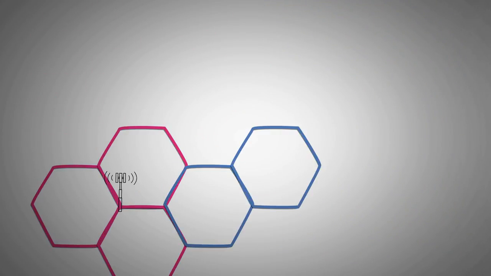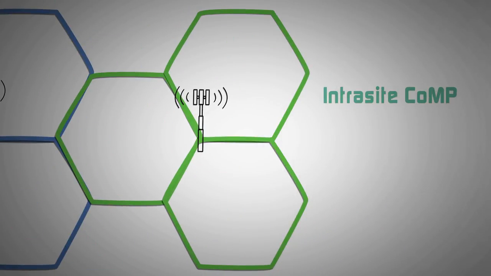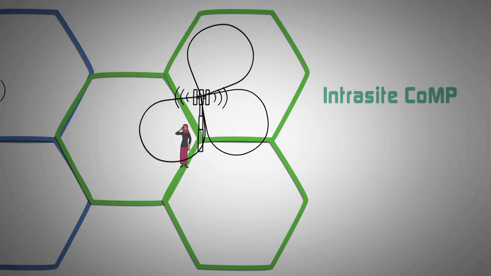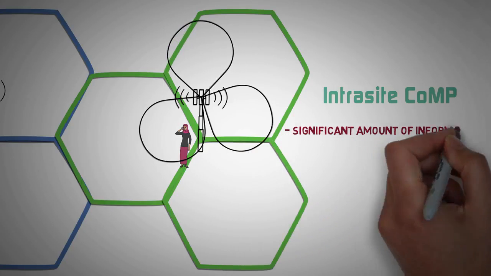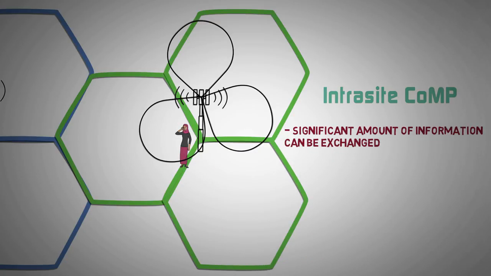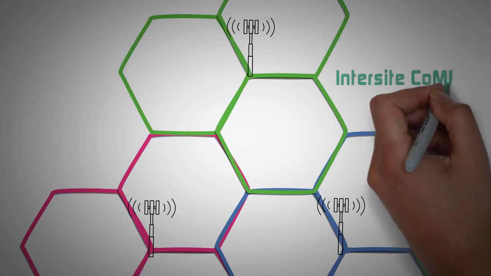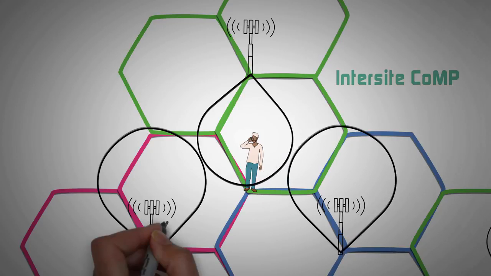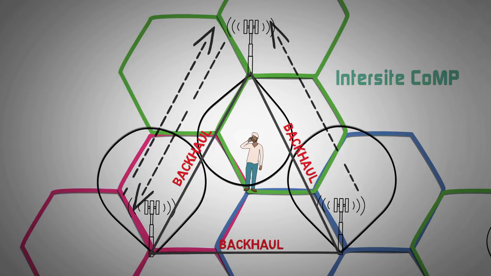There are primarily two types of coordinated multipoint. Number 1, intra-site coordinated multipoint, where multiple sectors of one eNode B cooperate. The advantage of intra-site coordinated multipoint is that a significant amount of information can be exchanged, since the communication is within the cells of the same eNode B and doesn't involve the backhaul. Number 2, inter-site coordinated multipoint. This involves coordination of multiple eNode Bs. It puts additional burden on the backhaul as a lot of information is exchanged.